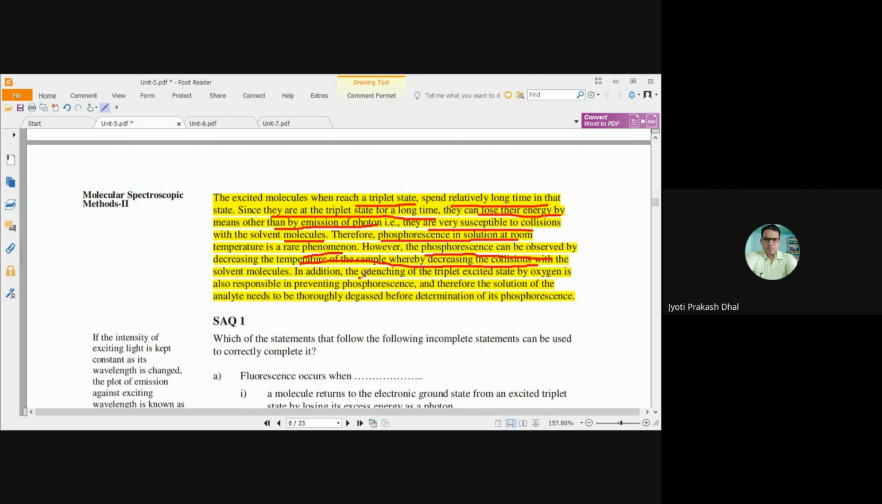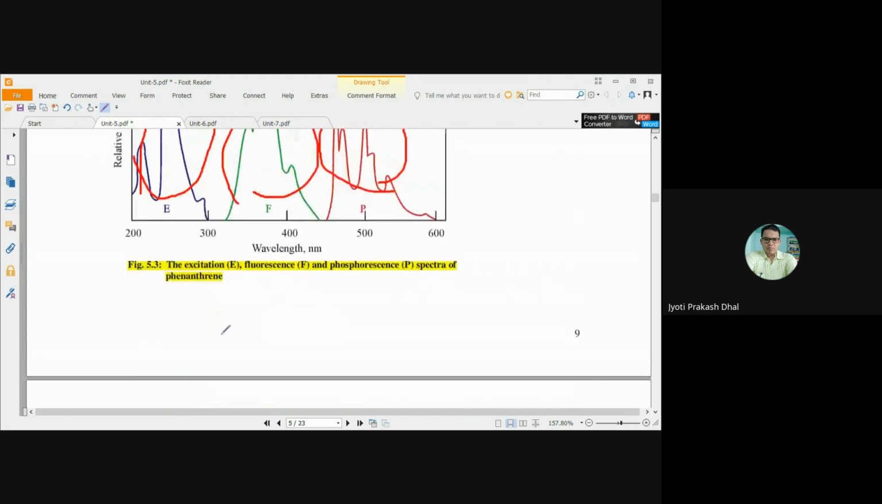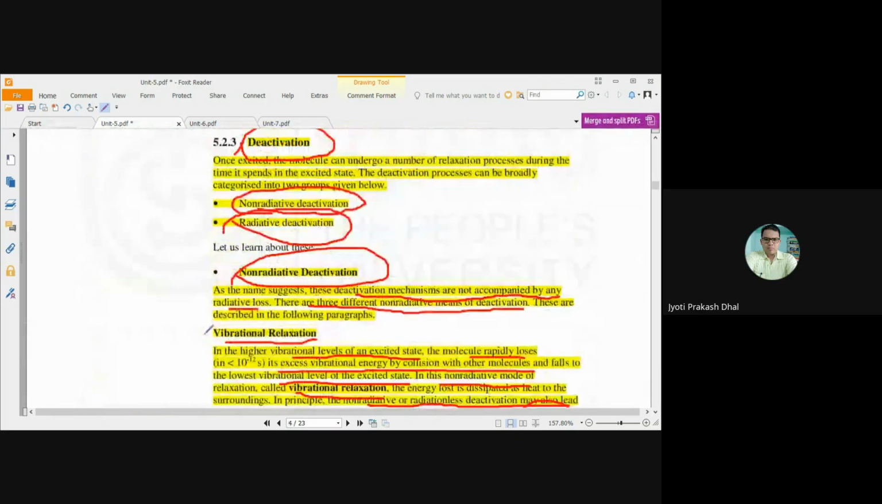In addition, quenching of the triplet excited state by oxygen is responsible for preventing phosphorescence. Therefore, the solution of the analyte needs to be thoroughly degassed before determination of its phosphorescence. That means if oxygen molecules are there, they will undergo collision and prevent the phenomenon of phosphorescence. So this is about the Jablonski diagram, and this is a long question.